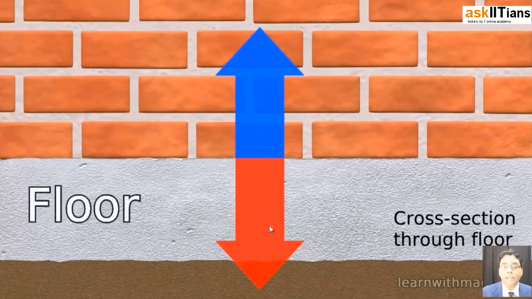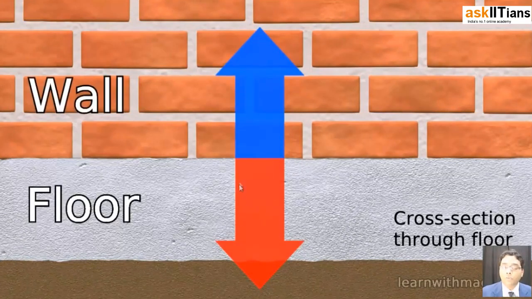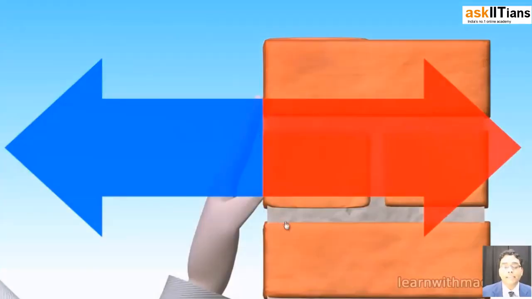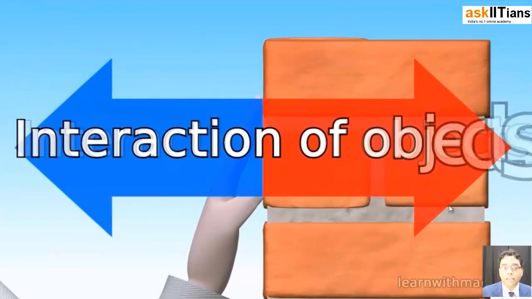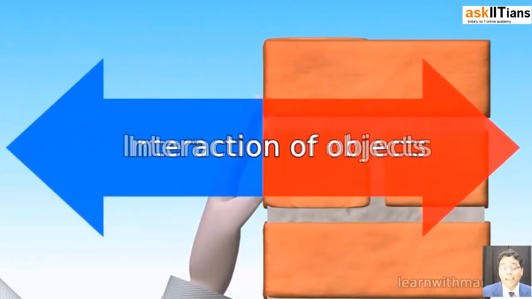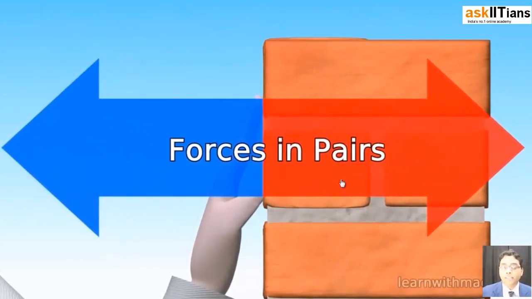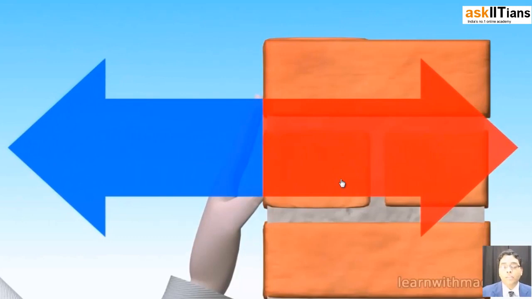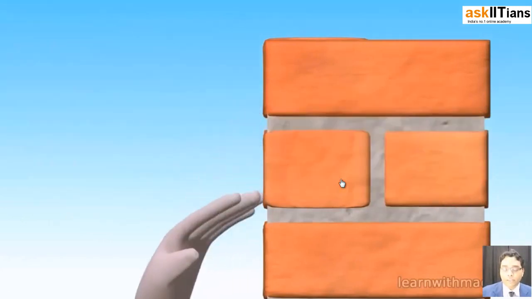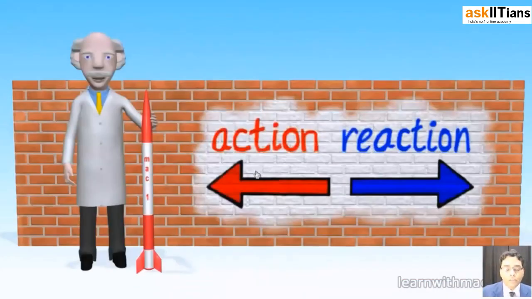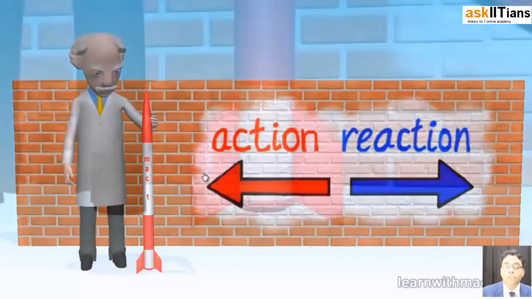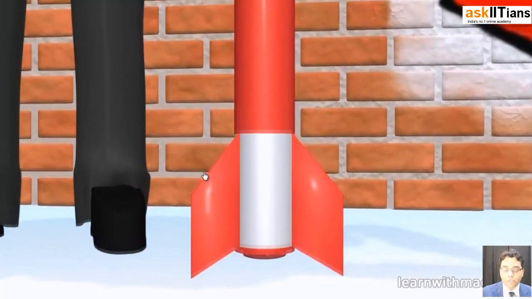In this case as well, this was the floor, this was the wall. Obviously both of them acted. Here this results in an interaction of the objects. One object is pushing, the other object is pushing it back. So these are the forces that act in pairs, even though they are different objects that act on each other. One force is going to be called an action force, the other force is going to be called a reaction force.